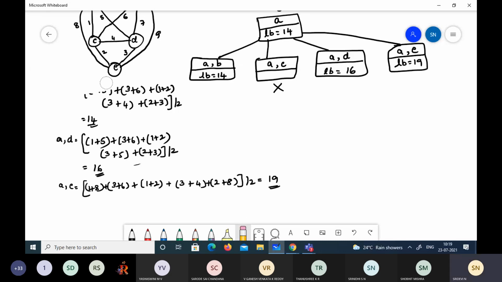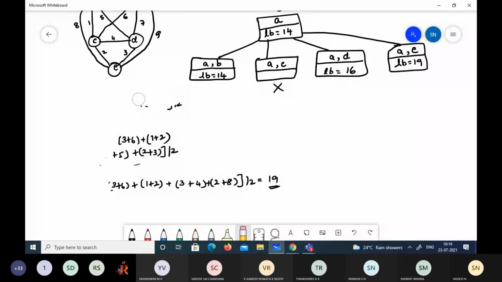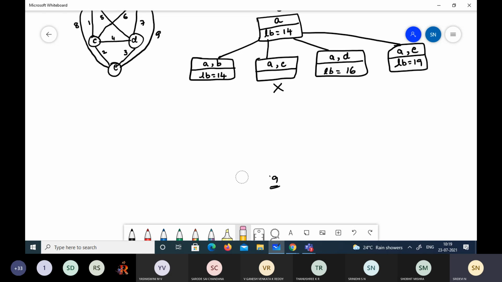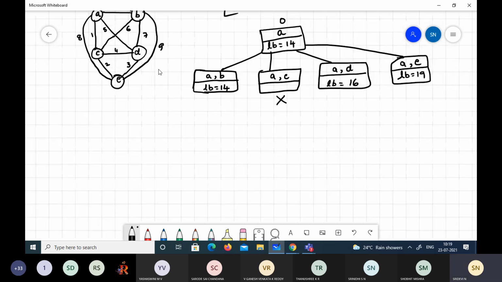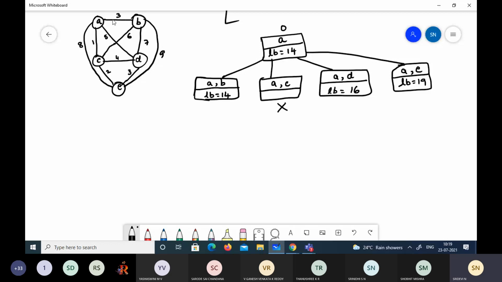You all know how to calculate this, isn't it? So I'll just rub this off and we'll move on here. So this is the node from which we can start now. So we will just try with this now. AB we have fixed now. Which is the path we have fixed now? A to B, 3. 3 is fixed.